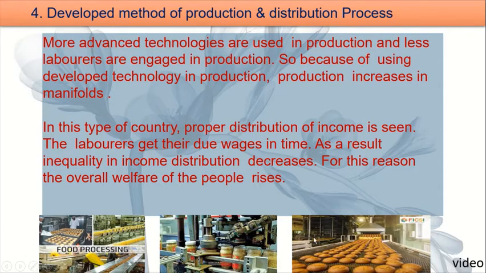Now, you will watch a video on modern production system in developed country. Okay, so let's watch a video.